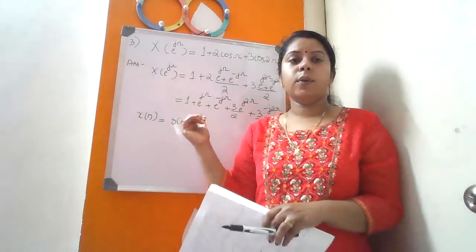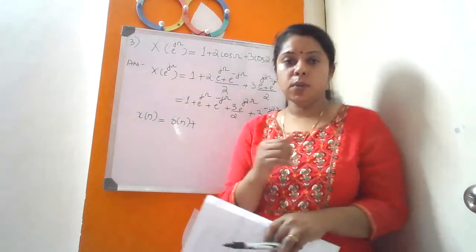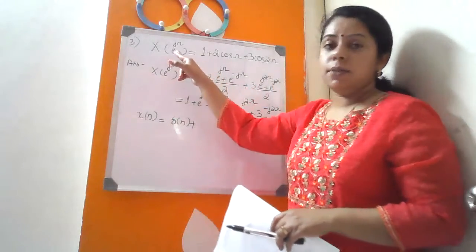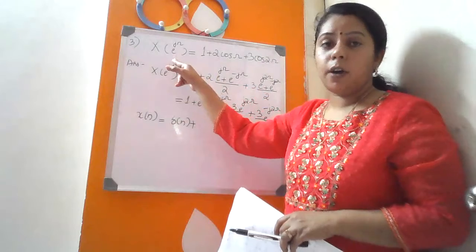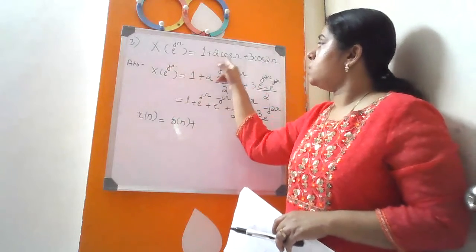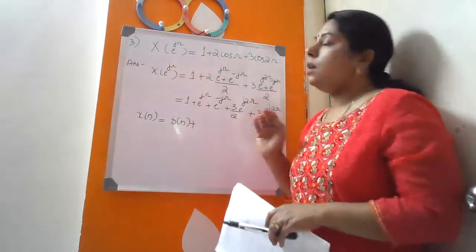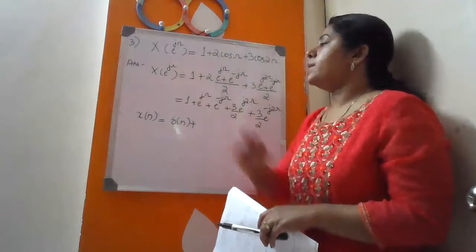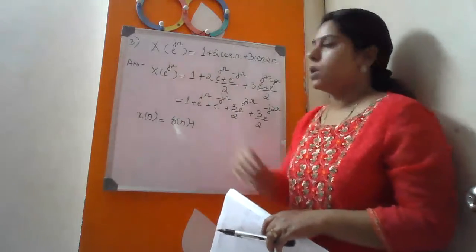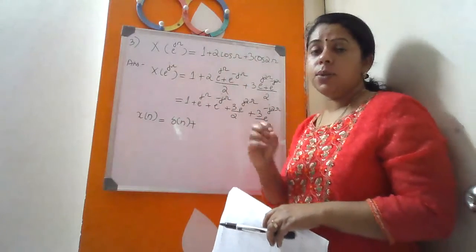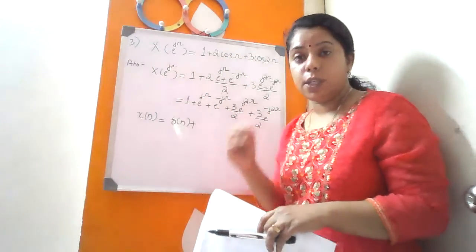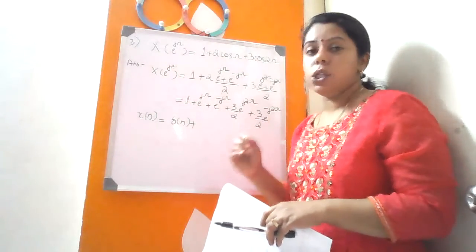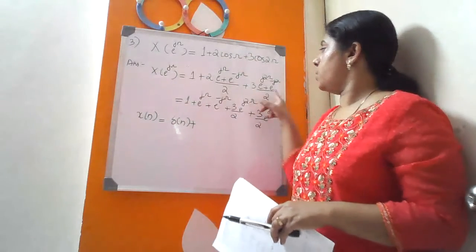So now we are going to the third problem. The Fourier transform we got is 1 plus 2 cos omega plus 3 cos 2 omega. First rearrange this equation so that we get it in terms of cos. Just represent cos theta as e power j theta plus e power minus j theta by 2. So I just wrote it like this.